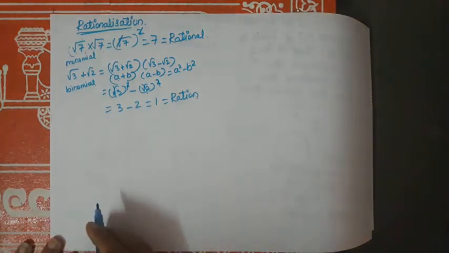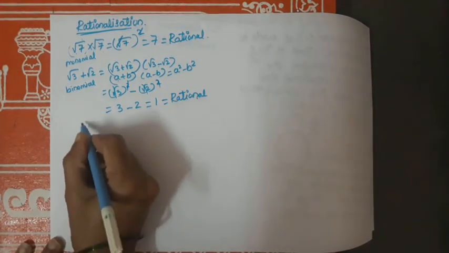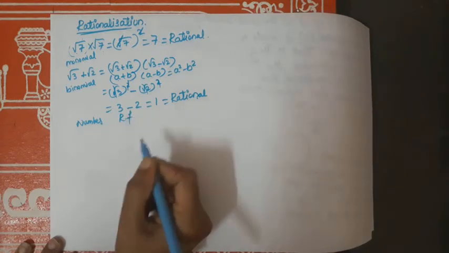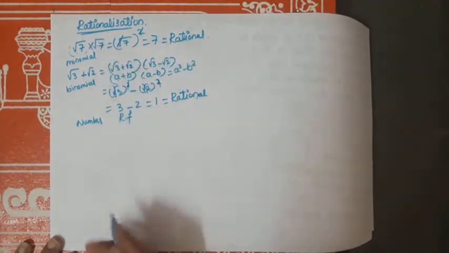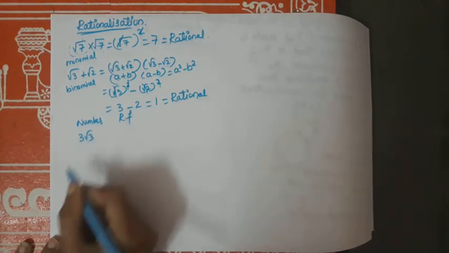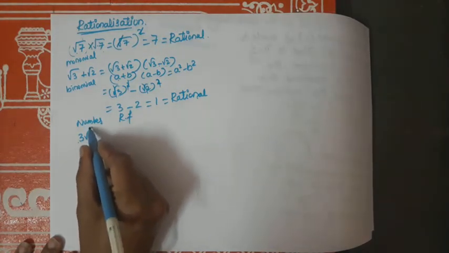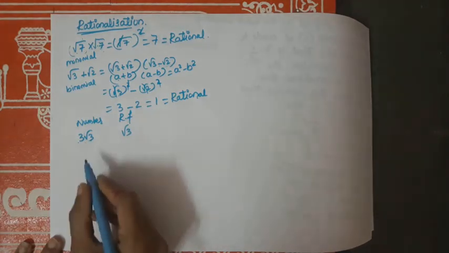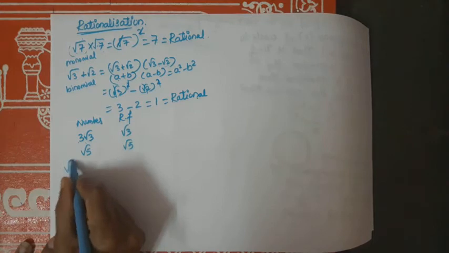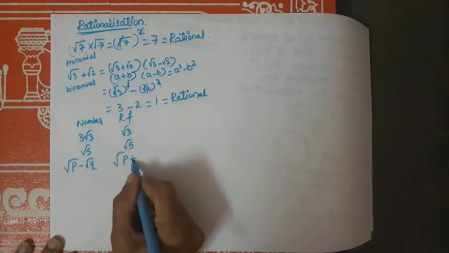Okay, for a monomial we need to multiply by the same monomial only. For example, I just take some numbers. What we multiply here, we call the rationalizing factor. So here we take the number 3 root 3. What do we need to multiply? Only the single irrational number, root 3. If they have given root 5, what do we need to multiply? Root 5. If they have given root p minus root q, for a binomial, we use root p plus root q.